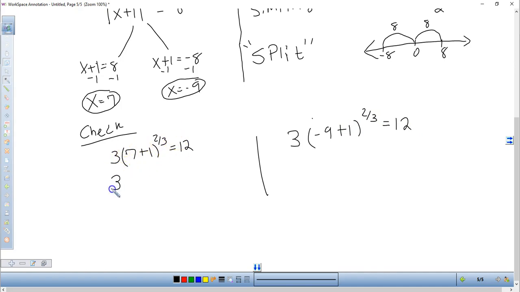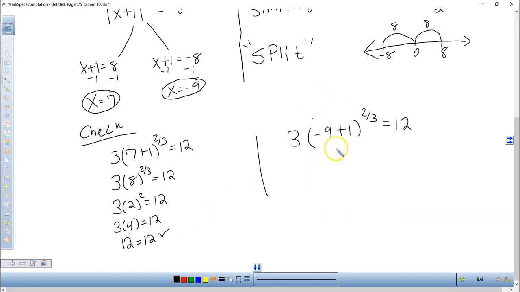Well, 7 plus 1, that's the number 8. 8 to the 2/3 power, that means I cube root and then square. So 8 cube rooted, that's 2. 2 squared is 4. 3 times 4 is 12. So 12 equals 12. That's good.